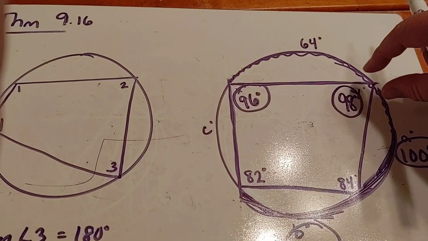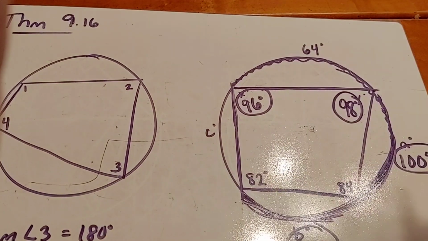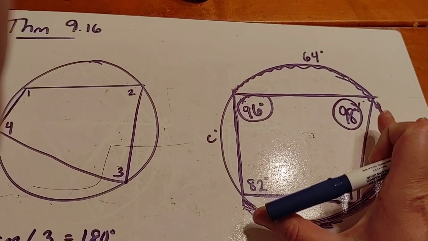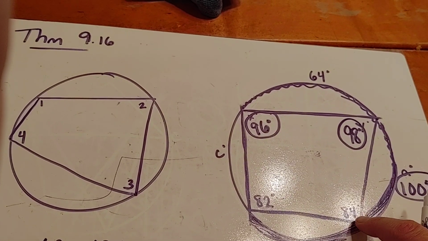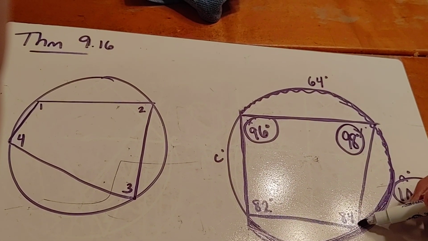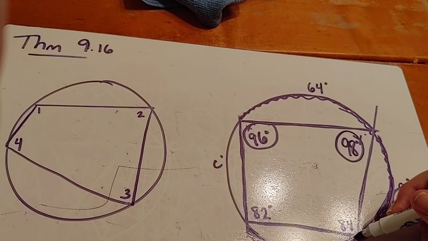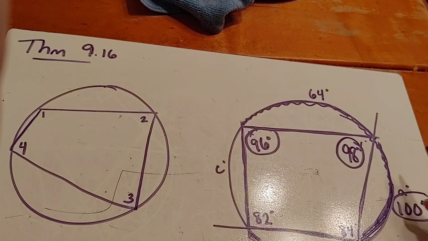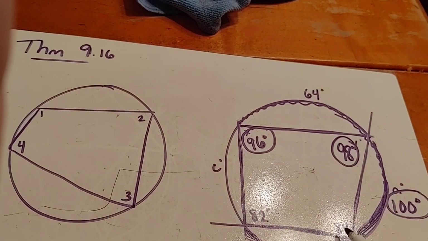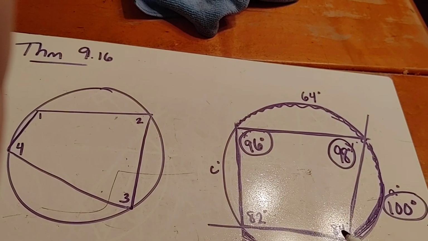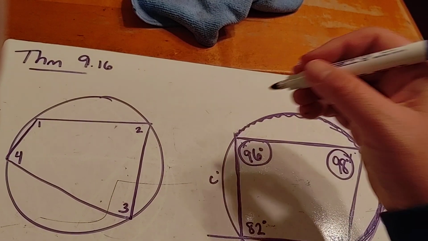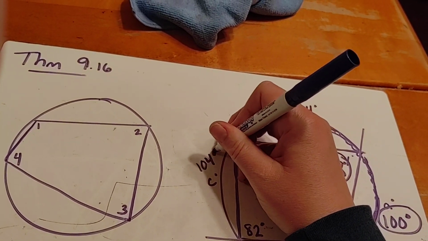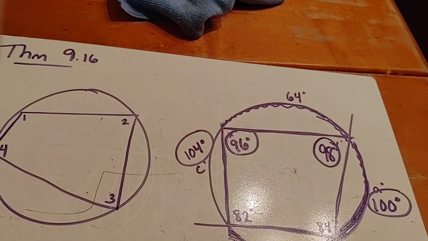I'm thinking I could use this 98 because that opens up to it. I could use this 84 because that opens up to it. I guess I could go either way. Let me start with this 84. So let's take this 84 and open this up to this. And I know that double 84 is 168. I know that I already used 64. So that would mean I have 104 degrees left for that part of the arc.